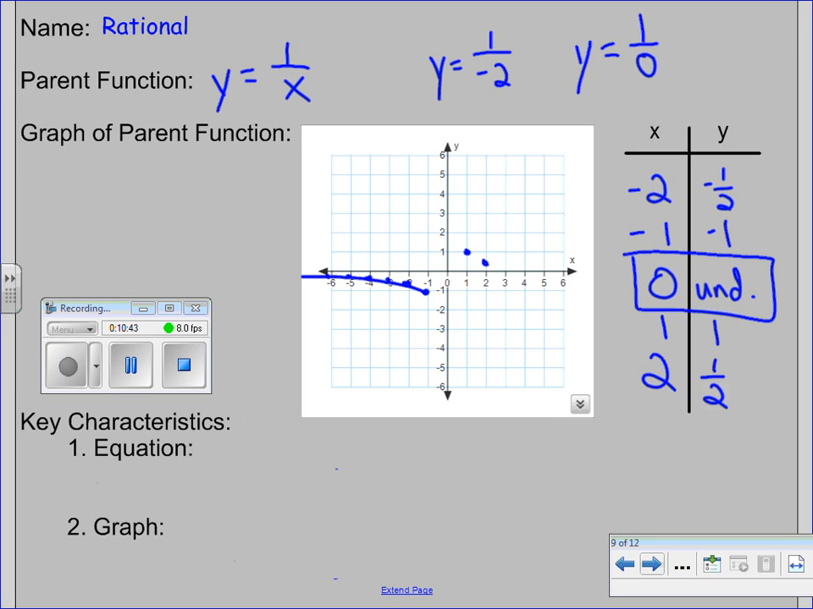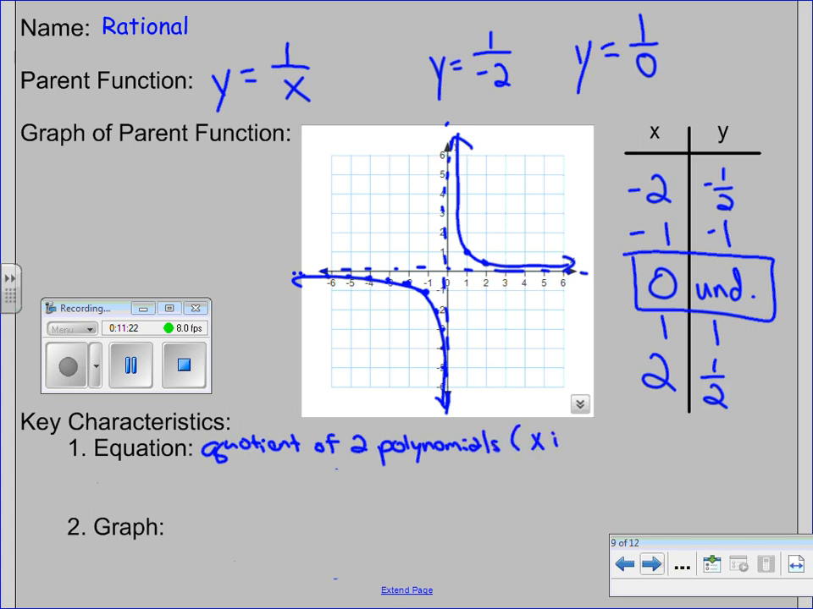Now, if I plug in, say, -1/2, 1 over -1/2, when you divide by a fraction, you keep, change, flip, and it becomes -2. And then we keep going, and we get closer and closer to this y-axis. So actually what's happening here at the y-axis and at the x-axis is something called an asymptote. We have a vertical and a horizontal one here, and it's going to be the same on the other side of those asymptotes. So with the equation, you should be able to recognize it as a quotient of two polynomials. Also, just think that the x is in the denominator.